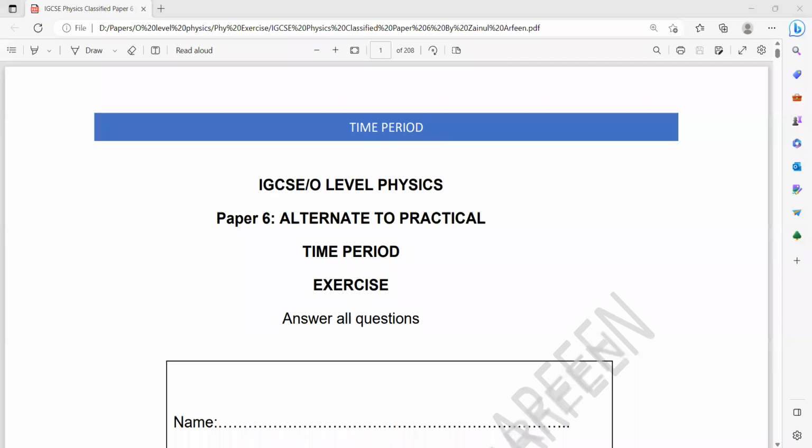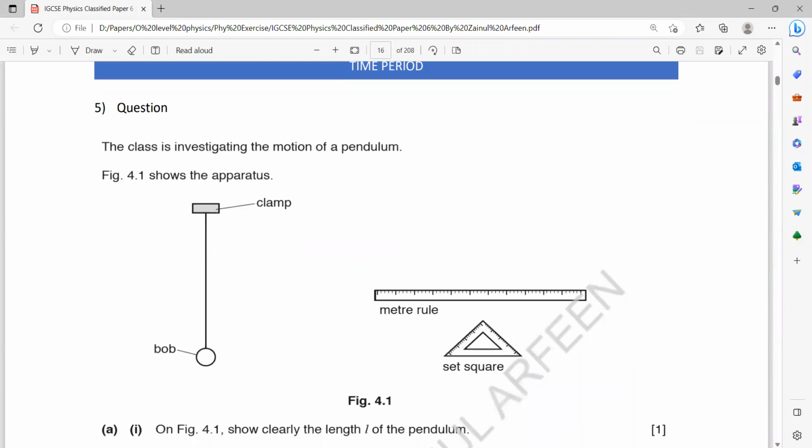So alternative to practical, we will solve today question 5 to question 7 from topic time period. So question 5, the class is investigating the motion of a pendulum.